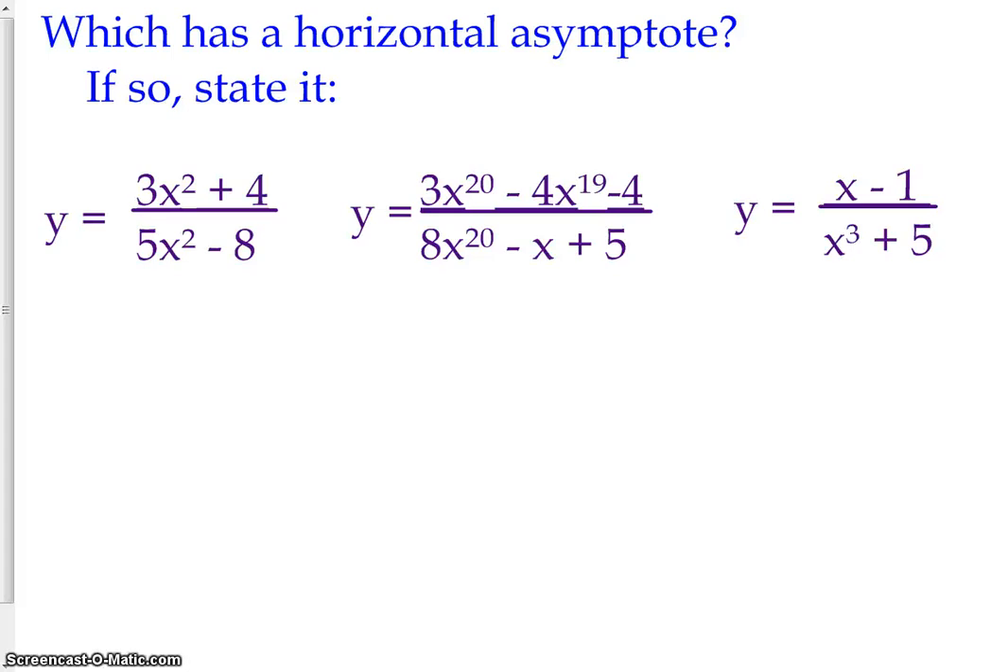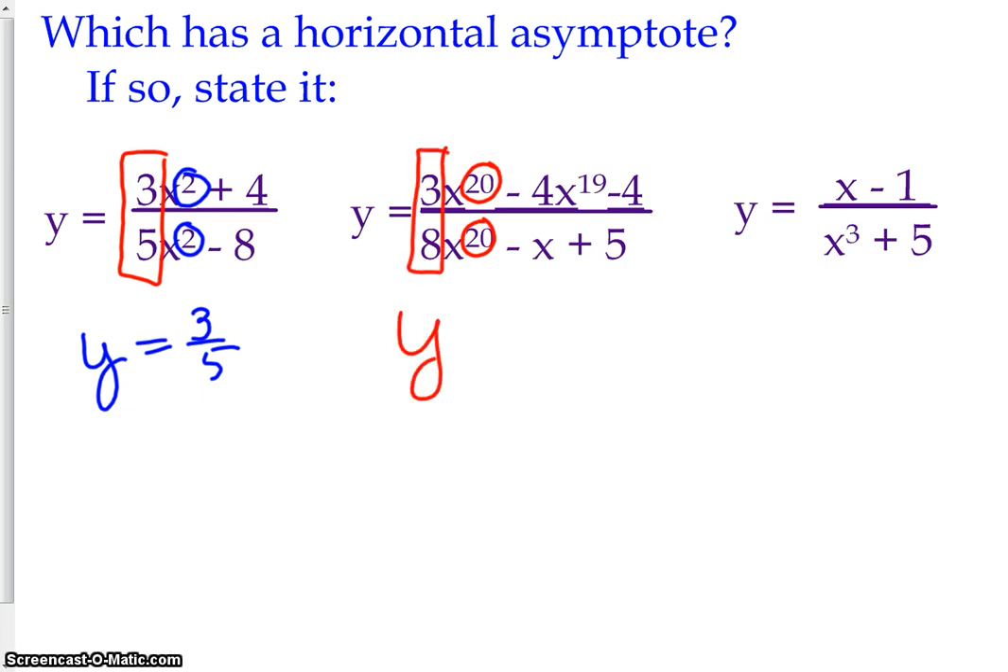Okay, so when I look at my first example here, I'd say yes, it has a horizontal asymptote because the numerator exponent matches the denominator exponent. Then it is the coefficients of that leading exponent. So the horizontal asymptote here is y equals 3/5. In this case, we have the 20 and the 20, so it has the same degree, and the horizontal asymptote here would be 3/8. So it's the coefficient of the highest exponent. In the last case, since the denominator is higher than my numerator, yes, it does have a horizontal asymptote, and it's at y equals 0.